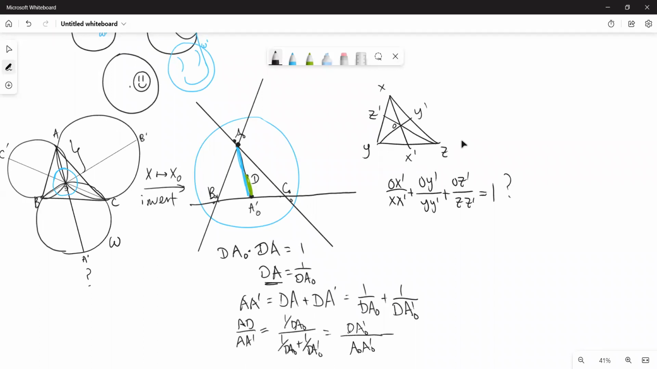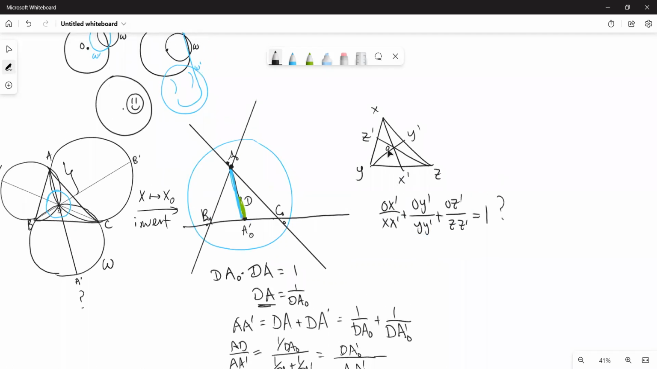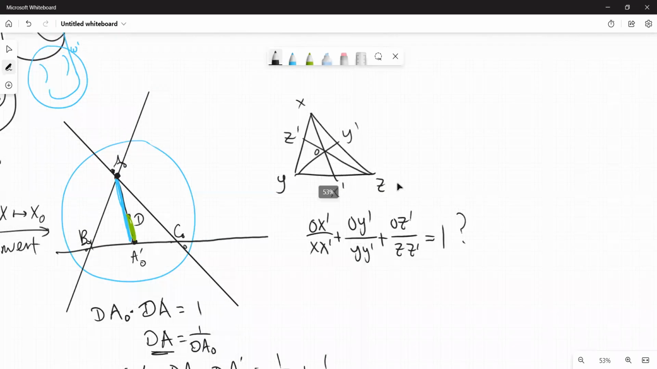So any idea? OX prime and XX prime. At this point, you can use trigonometry and bash it out, but there's a clean solution to this. Looks like Ceva. Yes, it does a little bit look like Ceva. Well, Menelaus' law probably, but again, you don't need Menelaus' law to prove this. There's a very simple argument of why this is true.